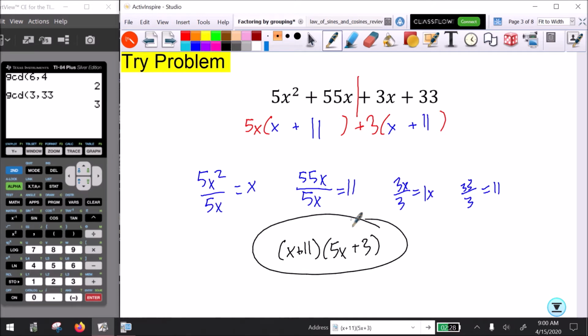If you wanted to check your work, you can multiply that binomial times that other binomial by foiling it, or using the distributive property, and you would find that you would end up with something like this. Alright, now for the real deal, you ready? These were sort of already set up for you.